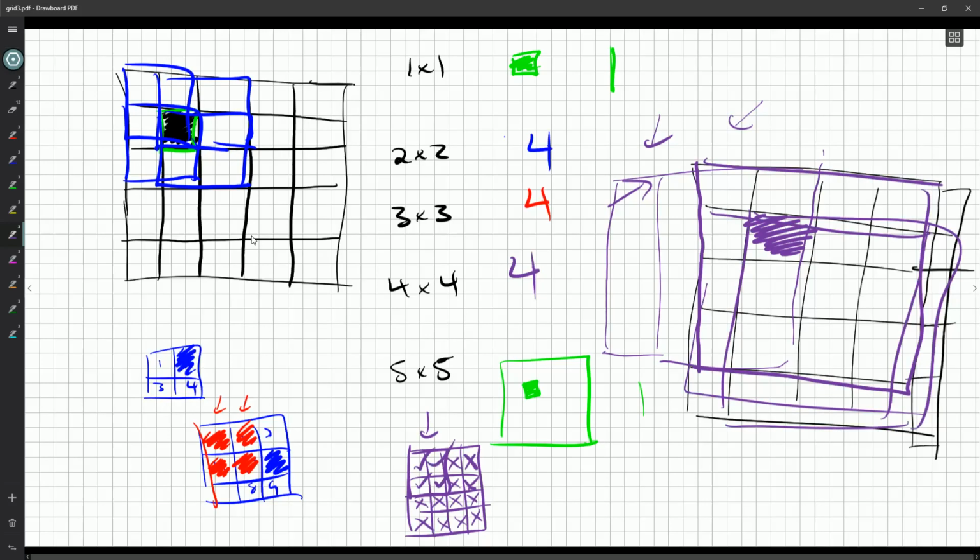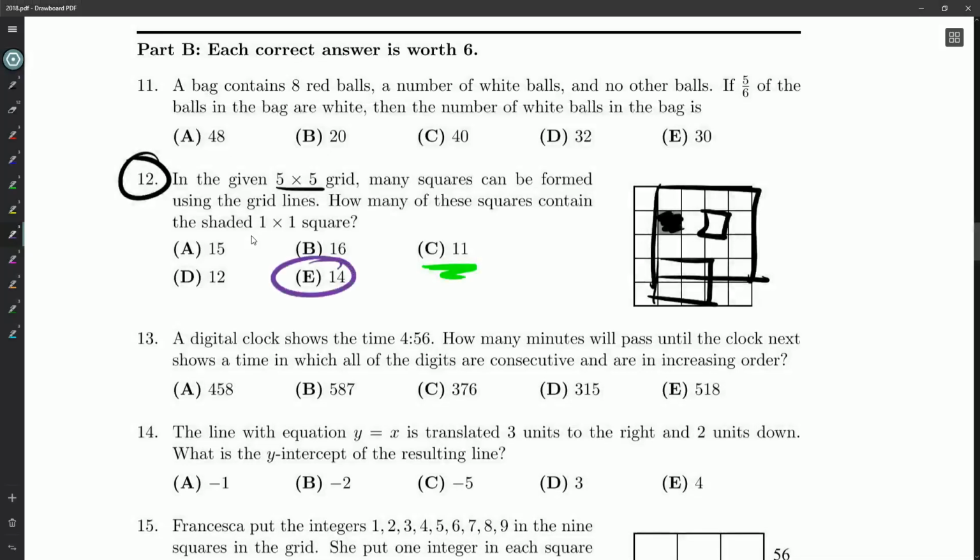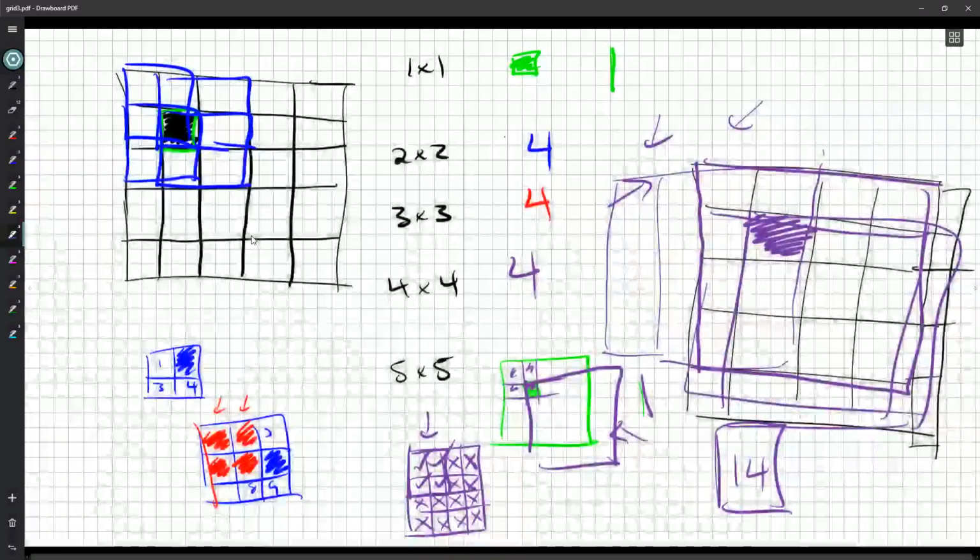But this is why the 5x5, it's not just 1, 2, 3, 4, because you can't actually get a 5x5. You have to start worrying about overlapping on the other side. So we get 1, 4, 4, 4, 1. That's a total of 14. So 14 is going to be our answer here. And that's going to be E. That's what we bubble in. That's what we write down.